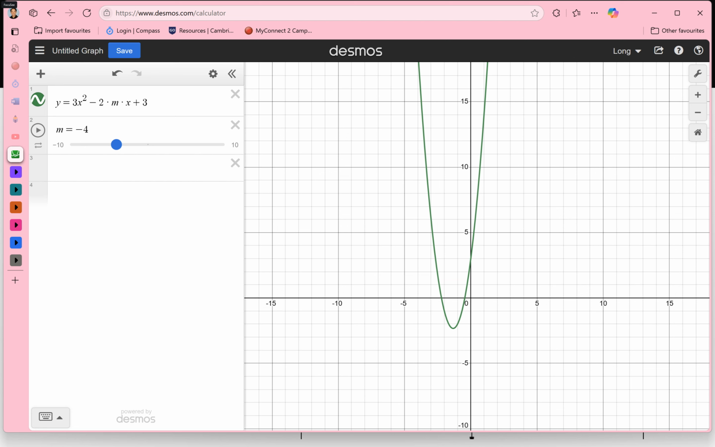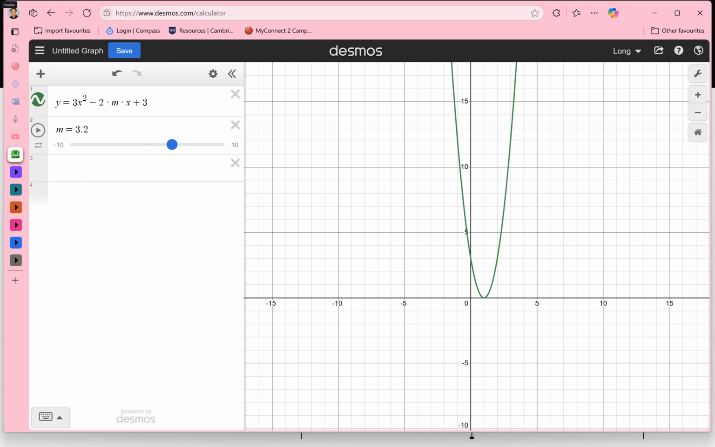-3 and 3. Let's see. So if I go back to -3, this is -3. It does look like it could be 1. We haven't tested it yet. And the other one is if I go all the way across, let's see, is it about 3? And it is. Well, it could be.